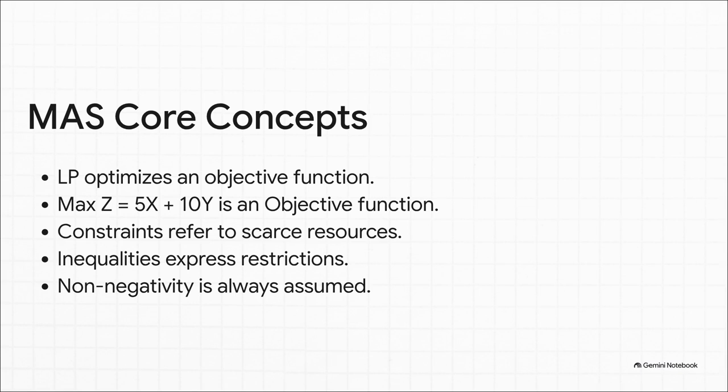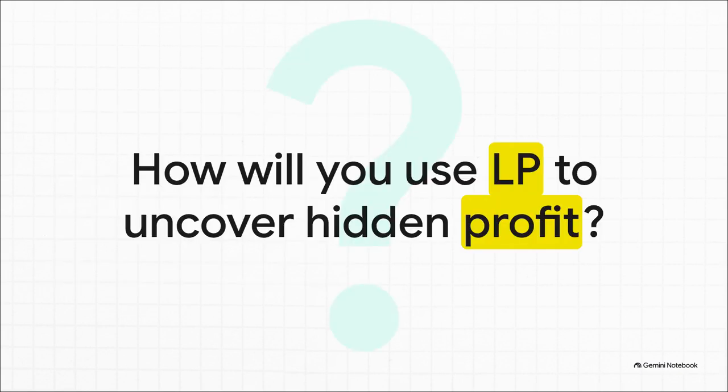Read these over, maybe close your eyes, and try to repeat them back to yourself. That active recall is exactly what guarantees that 3-year retention. So let me leave you with this final thought. As a future CPA stepping into the business world, how will you use linear programming to uncover hidden profit potential when a company's resources seem impossibly tight?